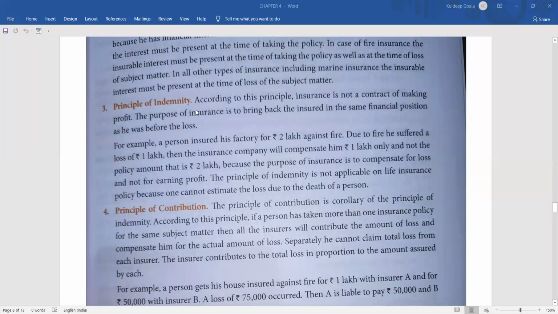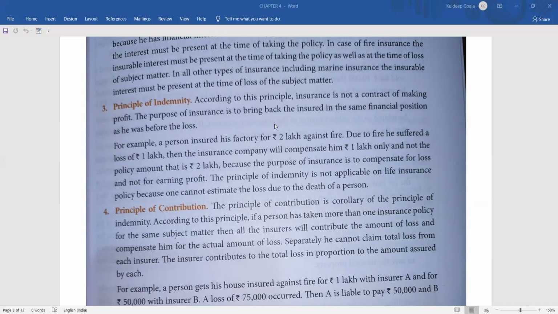Then principle of indemnity. Indemnity means according to this principle, insurance is not a contract for making profit. Indemnity means the action, the insurance action, to bring back the person to the same position where he was earlier. If someone suffers a loss, insurance is to bring them back to the same position, not to make a profit.